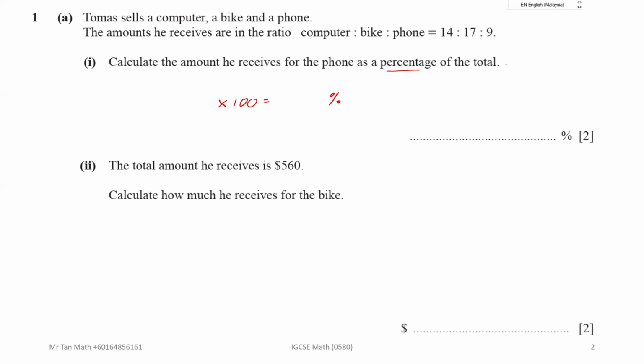Now, you just need to find the phone is 9 out of the total, so it's 14 plus 17 plus 9, which is equal to 9 over 40 times 100. So you will get 22.5%.